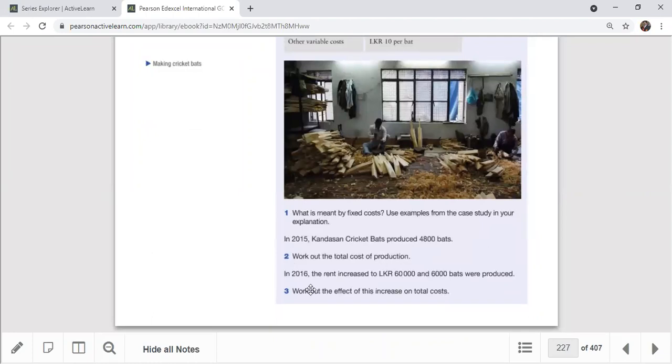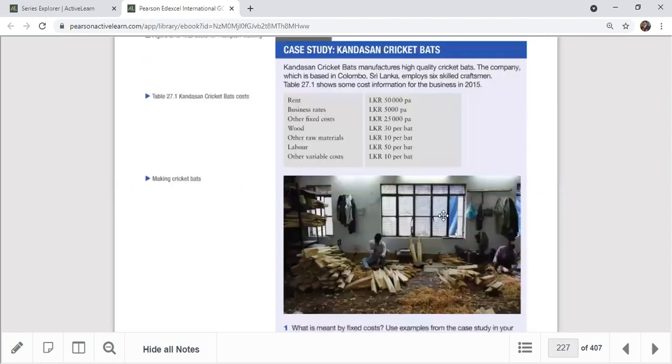Okay, the third question, they say in 2016 the rent increased to 60,000 and 6,000 bats were produced this time. Work out the effect of this on total cost. Now, if the rent increased to 60,000, right now the rent is 50,000, then the total cost will increase by 10,000. Fixed cost will increase by 10,000, from 80,000 to 90,000. Because 60,000 plus 5,000 plus 25,000 is 30,000, then 90,000 altogether. Now fixed cost is right now 80,000. By increasing the rent, it will go to 90,000.